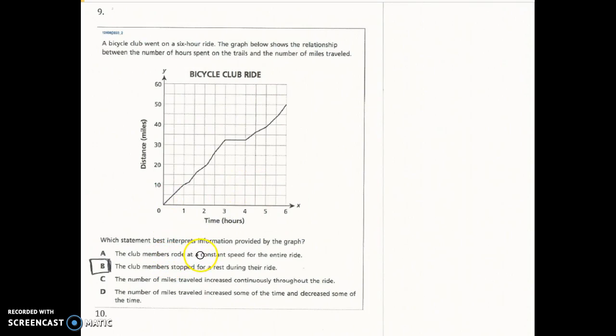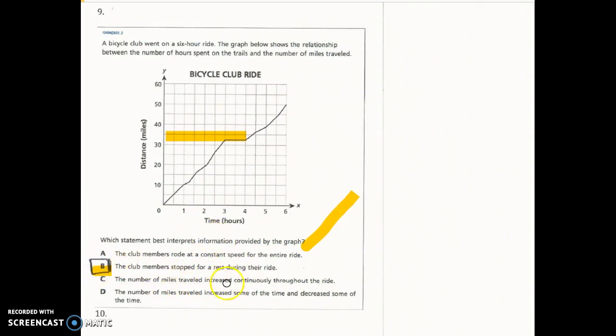The club members rode at a constant rate. Well, that's not true. If they rode at a constant rate, the line would have just gone straight like this, which it didn't. The members stopped for a rest. Well, if you look right here, during hours 3 and 4, the members didn't go any distance at all, which means they stopped for a rest. So I can see that this one's correct. B is definitely correct, but let's check out the other ones.